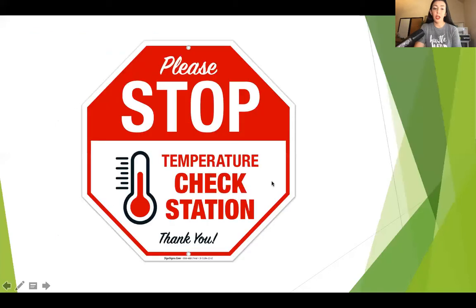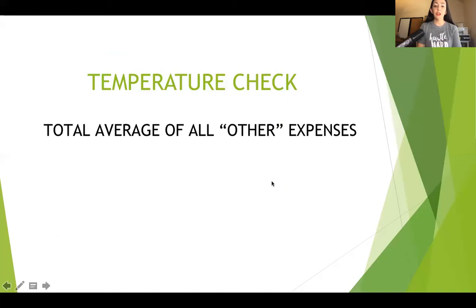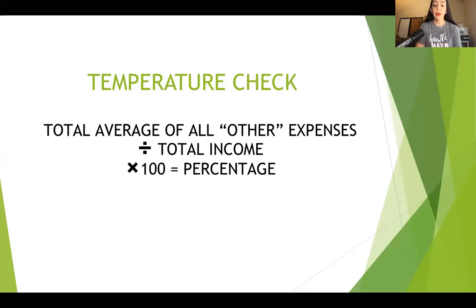Yeah. So what we're going to do is take a quick temperature check again. This is our second temperature check, okay? We're going to take the total average of all of our other expenses. So we came up with an average for each of these categories, and we're just going to add up all of those averages. So the total of all of those averages, and we're going to divide that by our total income. So go back to your income tab, divide by the total income, and multiply that by 100 to get our percentage, okay?